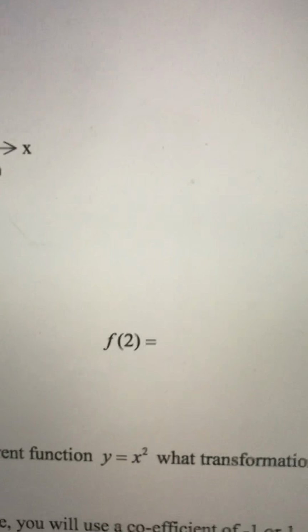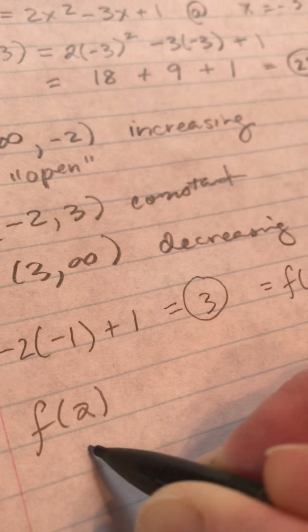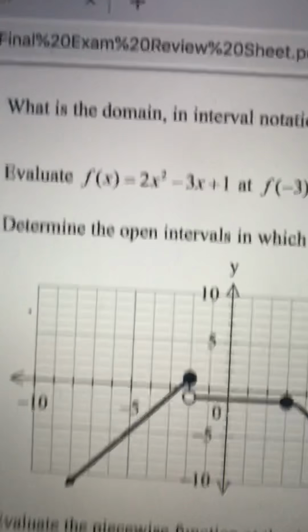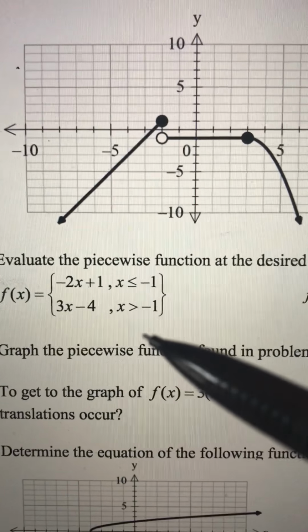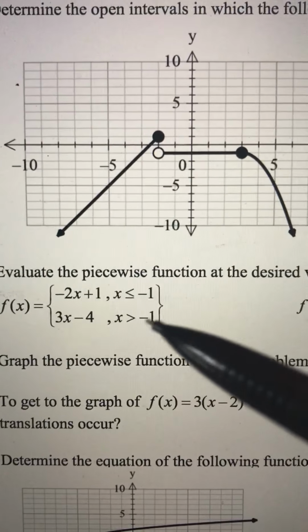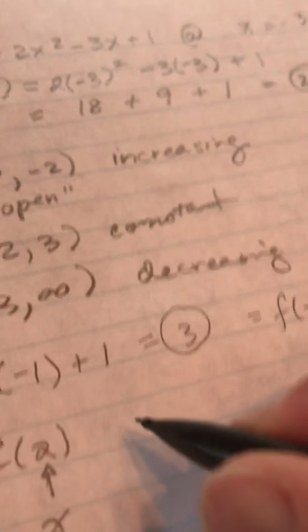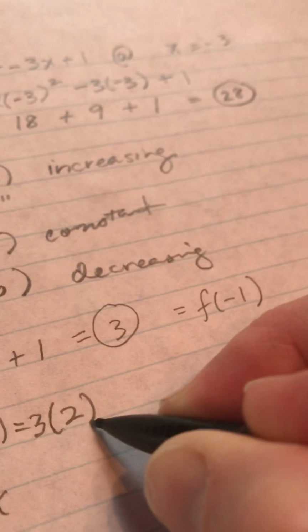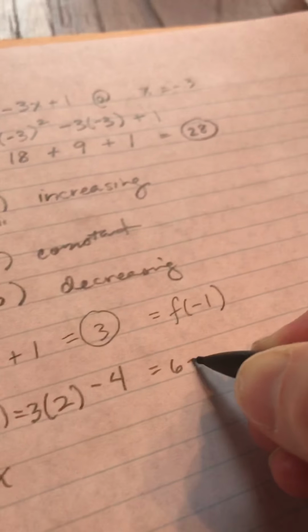And then they want us to find f of 2. So let me write down f of 2. Now that's our value of x. So we look at the piecewise defined function, and we say, which piece do we use for x equal 2? Well, 2 is greater than negative 1. So we use the piece 3x minus 4. So 3x minus 4 with 2 plugged in for x is 6 minus 4, or 2.